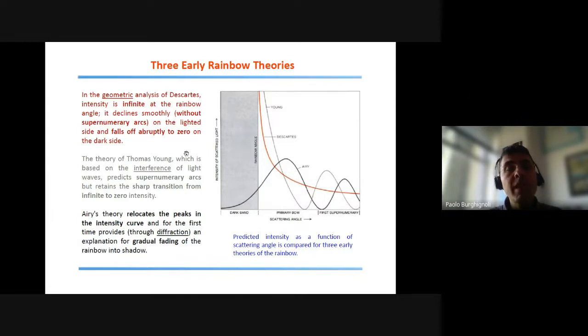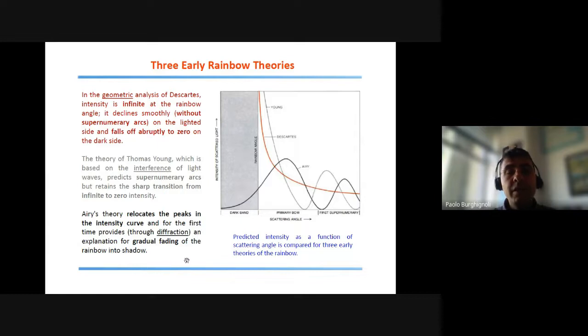This was improved by Thomas Young, who for the first time introduced interference in his theory, and by doing so, he was able to derive a non-monotonic decrease of the amplitude, as you can see here in the gray curve, in which a first decrease is followed by a number of oscillations, so minima and maxima, and the first secondary maximum would be the first supernumerary arc of the rainbow.